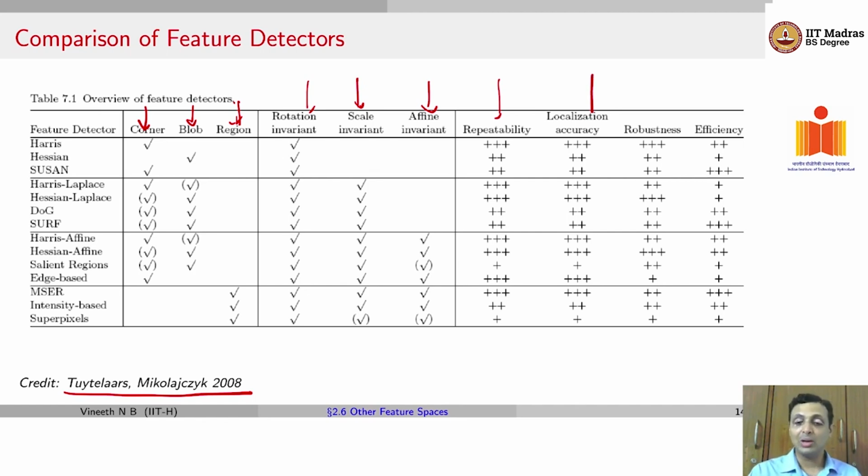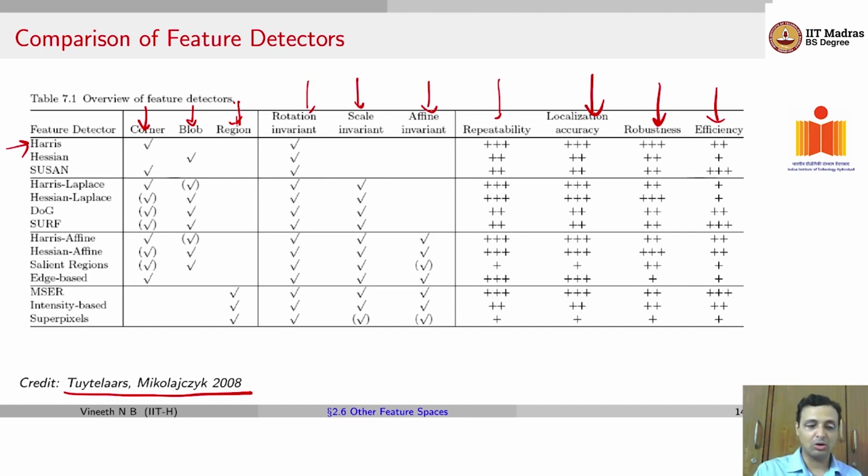How good is the localization accuracy? Remember, we talked about localization accuracy even for the Canny edge detector, where we asked, is the point exactly where it should be, or is it a few pixels away from the actual corner that we know? How robust is the method to noise, and how fast is the method? So these are various parameters using which you can evaluate the goodness of the methods that we have discussed so far.